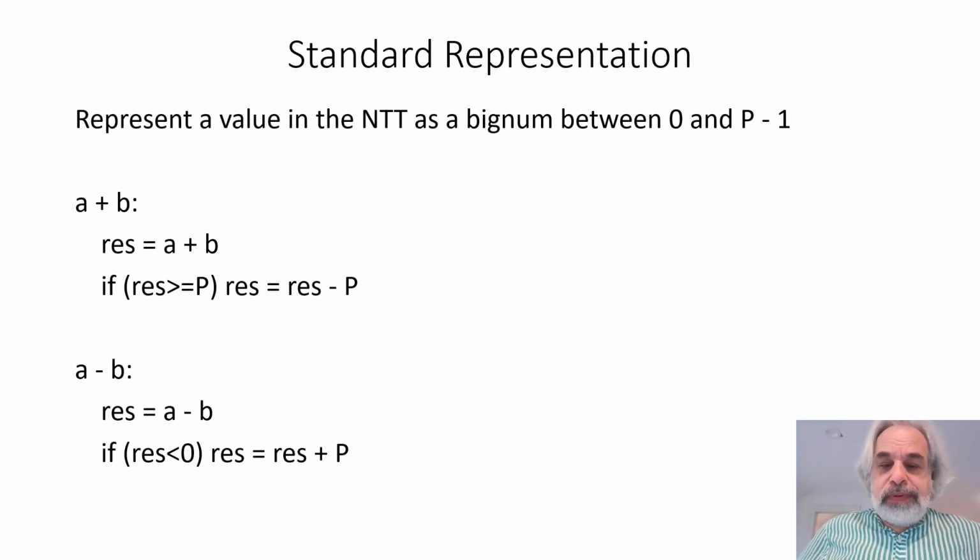The standard way to represent values in the Goldilocks finite field is just as a big num between 0 and p minus 1. If you want to do addition, it's simple. You just add the two big nums. If the result you get back is greater than p, then you just subtract p. For subtraction, you compute a minus b. If the result is negative, then what you want to do is add p. So these steps will guarantee that if the inputs are between 0 and p minus 1, the output will be between 0 and p minus 1.